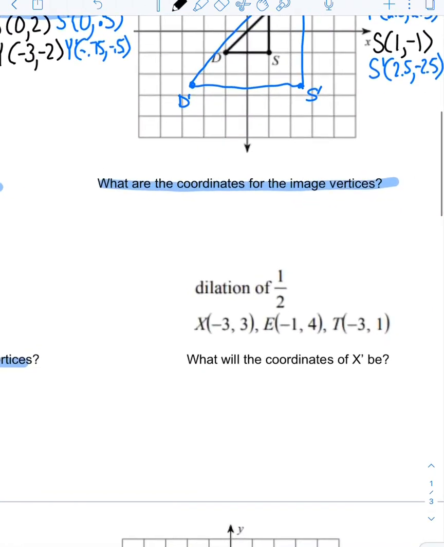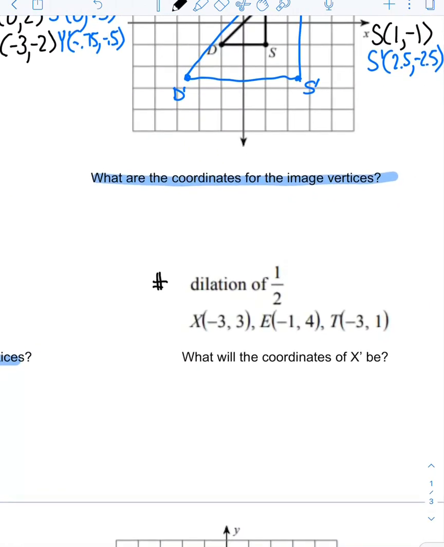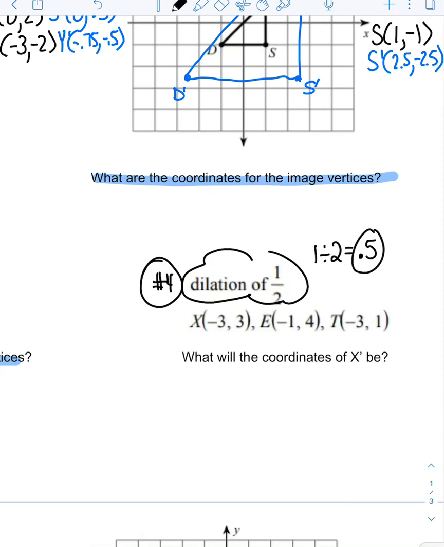Let's look at number 4. Now, I know because 1/2 is smaller than 1, I'm going to shrink. But because we're not plotting it, we really won't see it. So I'm going to do a dilation of 1/2. Remember, 1 divided by 2 is 0.5. So that's what I'm going to multiply by. And to write the rule would be 1/2 x, 1/2 y. That means multiply the x by half, multiply the y by half.